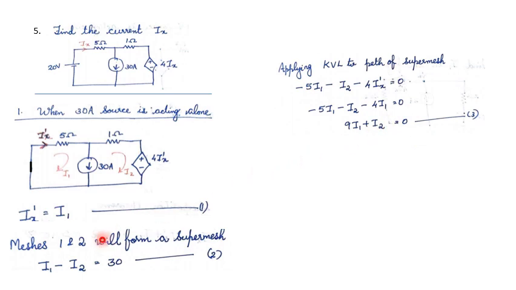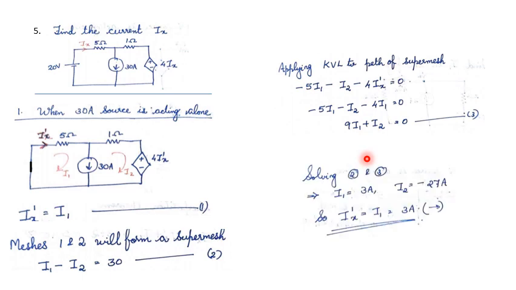Now, upon solving equation 2 and 3, we will get the values for I1 and I2. We got I1 is equal to 3 ampere and I2 is equal to minus 27 amperes. And we know that Ix dash is equal to I1. So we can write Ix dash is equal to I1 is equal to 3 ampere from left to right.